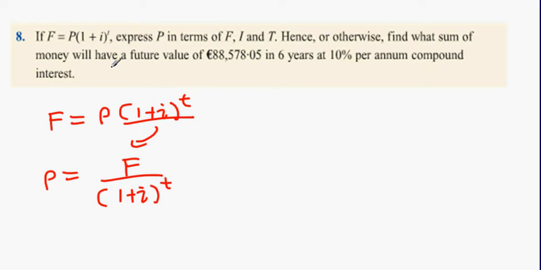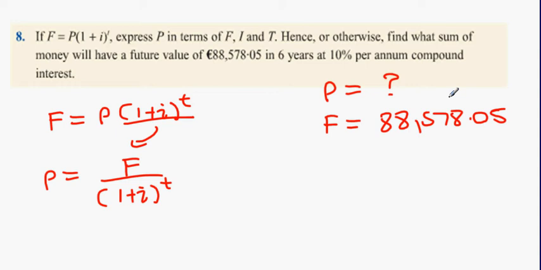Now hence or otherwise, what sum of money invested will have a future value, so we're looking for P. The question is to find out what P is. Okay, when it has a future value, so a final value, of 88,578.05 in 6 years, so T equals 6, at 10% per annum, so I equals 0.1.